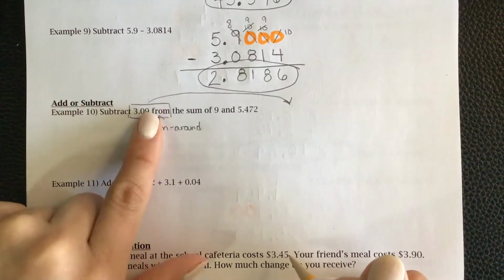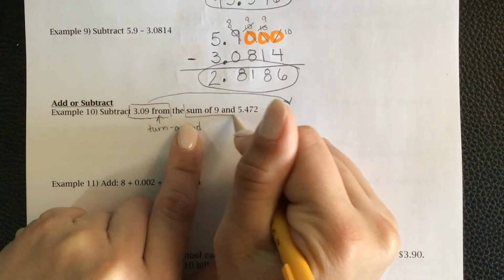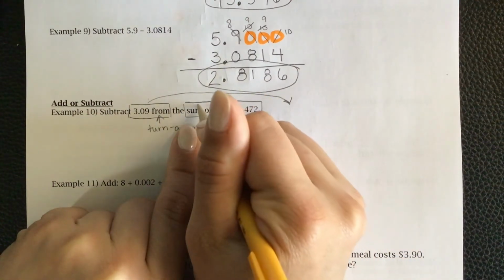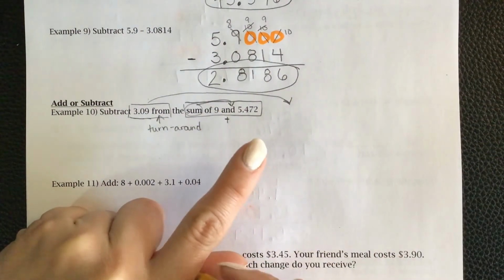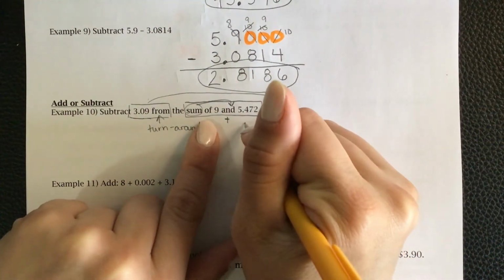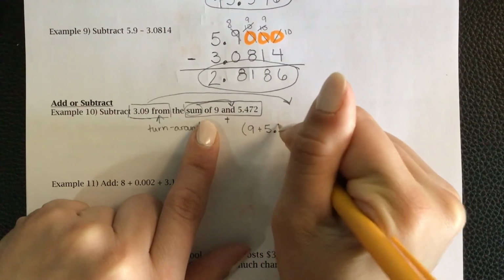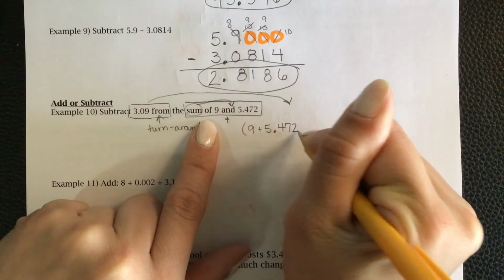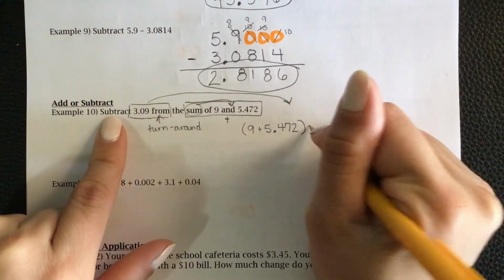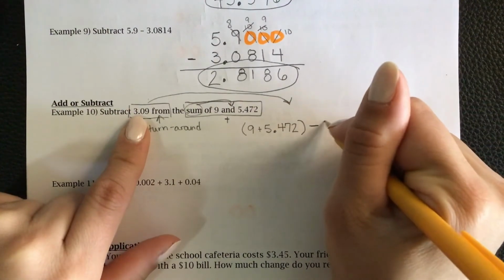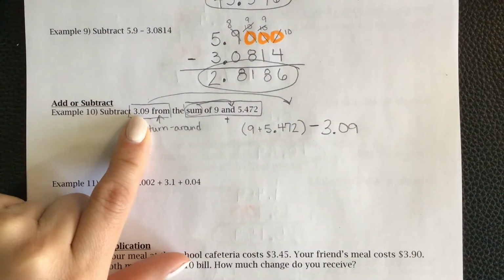So we're going to skip this part and we're going to focus on the next part, which is the sum of. Sum means add, and that goes right here where the and is. So we have 9 plus 5 and 472 thousandths, and then we're going to subtract from it, so minus 3 and 9/100ths.